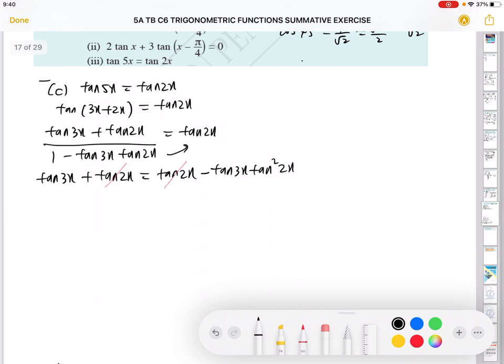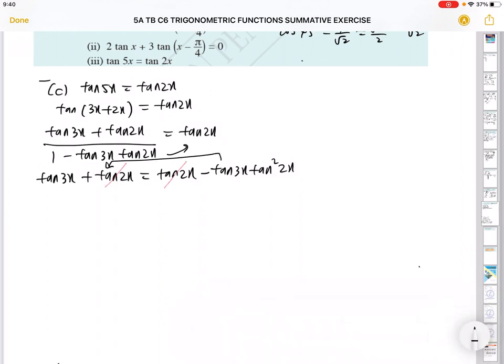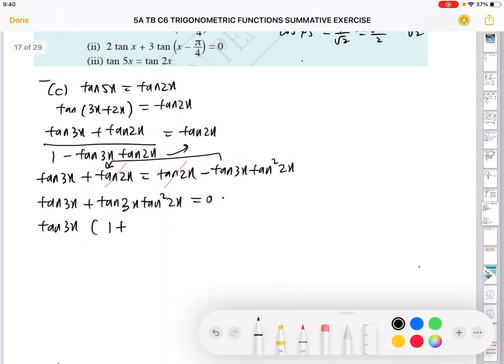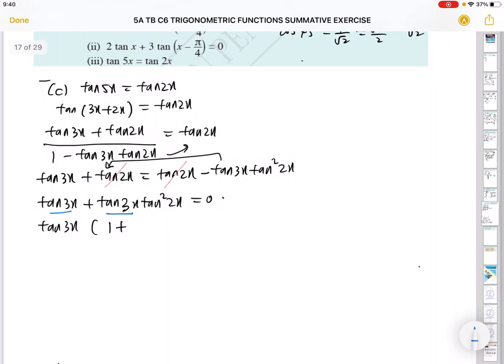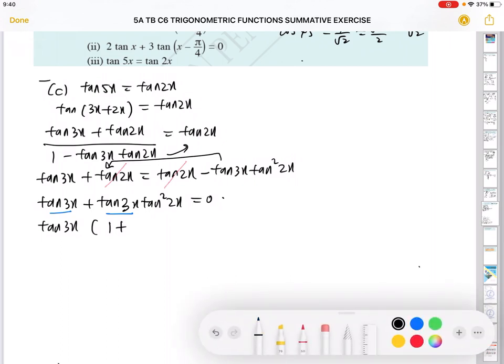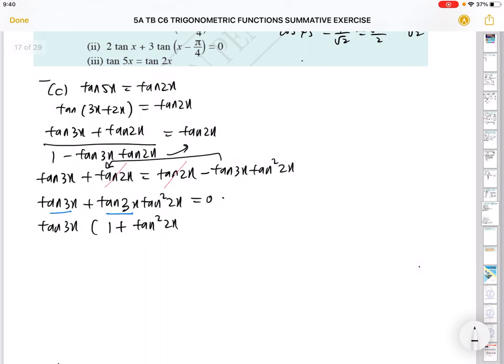Take out tangent 3x. When you take out this tangent, you're left with what? You're left with 1 plus tangent square 2x, right? So it's either tangent 3x is 0 or tangent square 2x is -1. But we know we cannot square something and get -1, right? We know that this is an impossible value. Whatever value of tangent, you can't square it and get negative. It's always positive. Any number you square is always positive, be it positive or negative, right? So we ignore this. We know it cannot be -1, so we take the first answer.